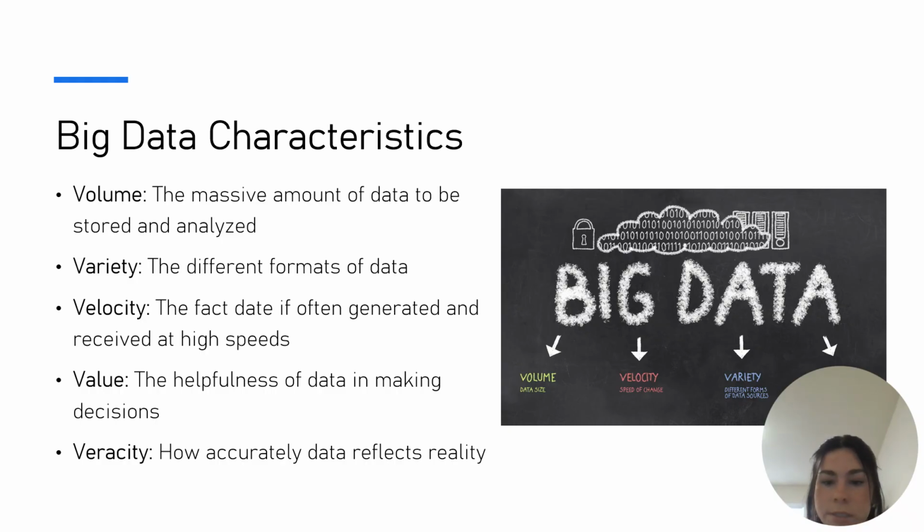Big data characteristics include volume, which is the amount of data stored, variety, which is the different formats and fonts, velocity, which is the speed of data, value, the helpfulness of the data, and veracity, which is how accurately data reflects reality.